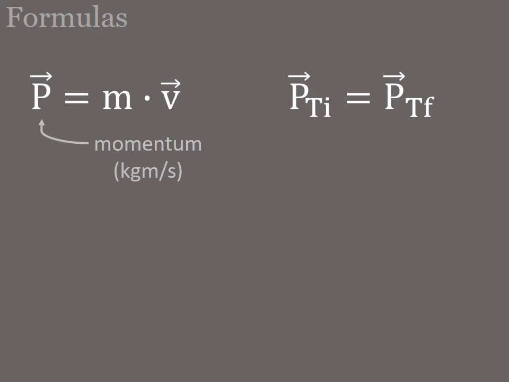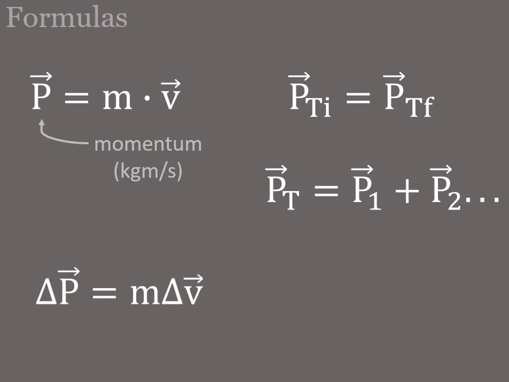The total initial momentum is equal to the total final momentum. The sum of the momentum of all things moving at the beginning will equal the sum of all the momentum of all the things moving after the event. The total momentum is the addition of the individual momentum of all moving objects. This could be equal to 0 if nothing is moving, or it could be the sum of several moving objects.